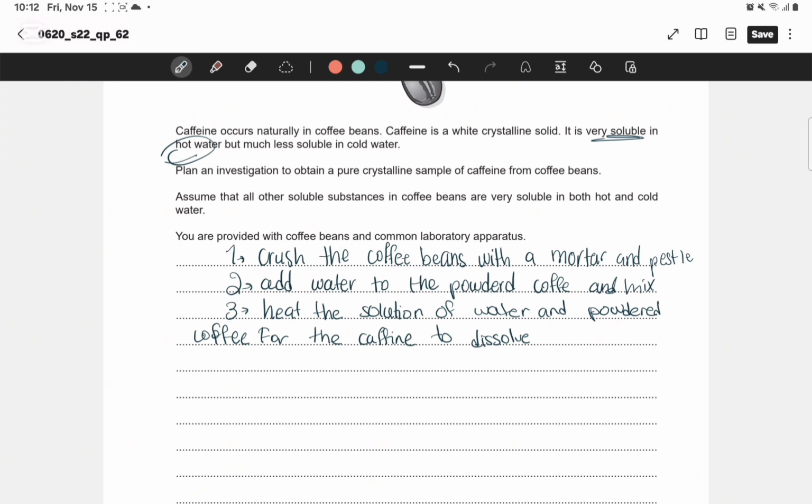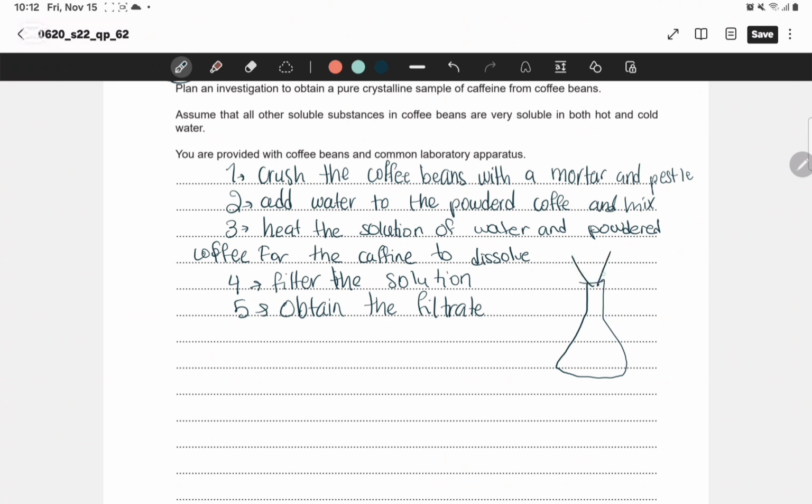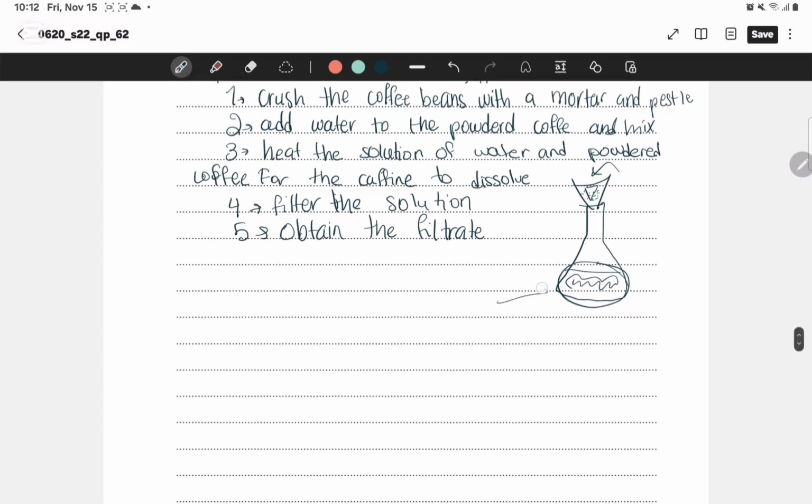Okay, so step number 4 is filter the solution. Step number 5 is to obtain the filtrate, which would be down, like let's say there's my conical flask and I have my filter paper like that. The coffee powder would be here, and then the caffeine and the water would be here. So we're gonna take this filtrate and crystallize it so we can get crystals of caffeine.